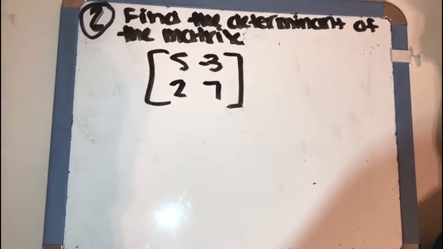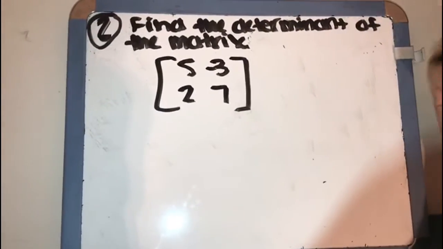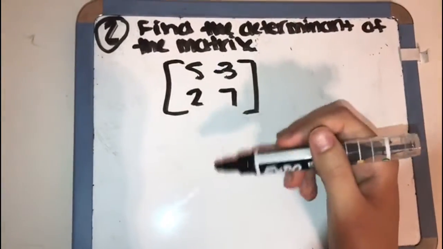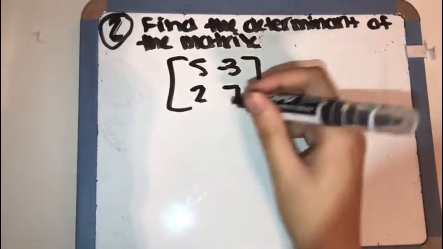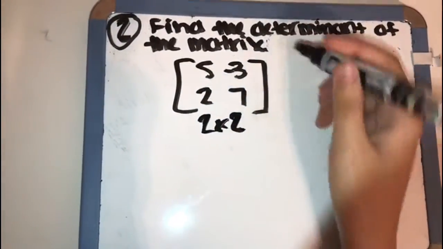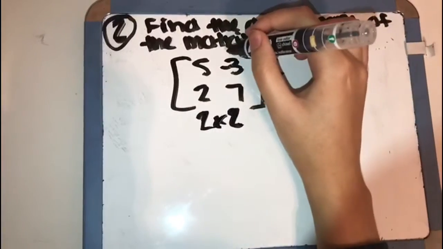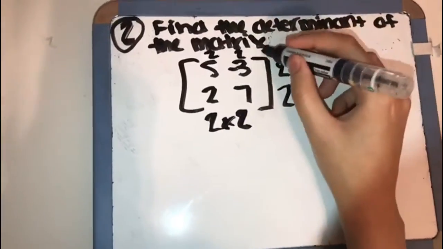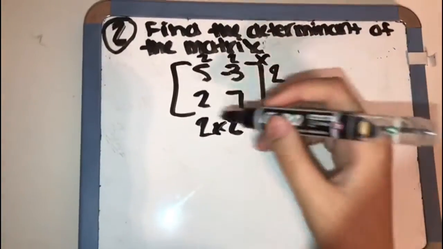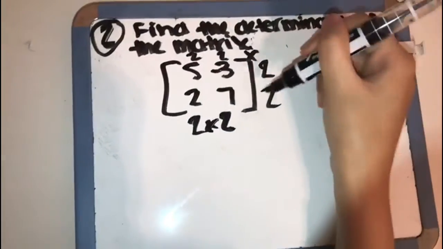Okay, so the second question we're talking about is find the determinant of the matrix. This is a common kind of 2x2 matrix. Let me put it there so you guys know: 2 rows and 2 columns, so basically 2x2. The numbers are 5, -3, 2, and 7 in a 2x2 matrix.